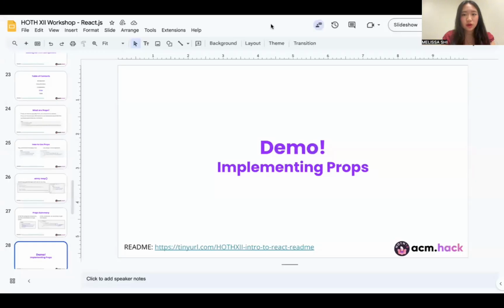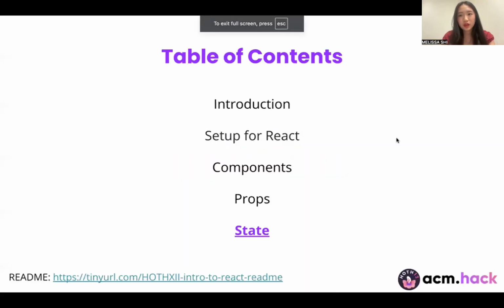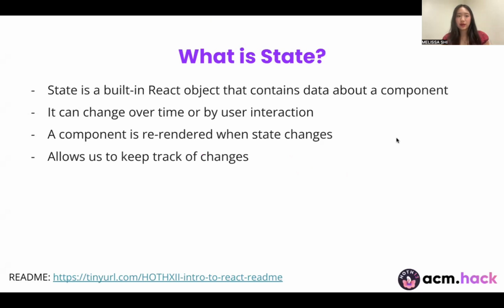And now we will be going on into states. So what is a state? State is a built-in React object that contains data about a component, and it can change over time or by user interaction. A component is re-rendered when the state changes, and it allows us to keep track of changes.